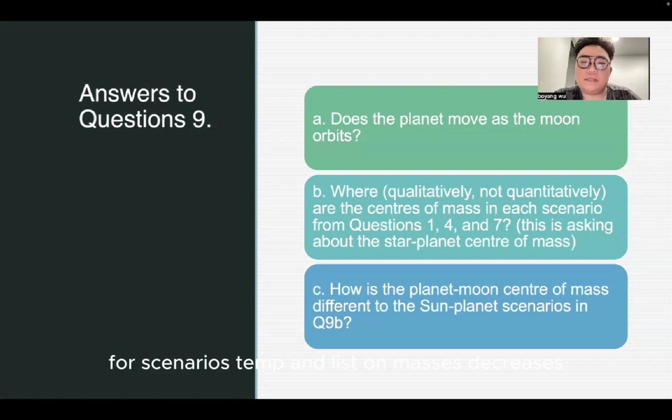For scenario 7, the Sun's mass decreases, and the center of mass will be a little further away from the Sun. For the answer to question C, in a planet-moon system, the center of mass is often located closer to or even outside the planet due to the smaller mass difference, resulting in more noticeable mutual orbits. In a sun-planet system, the center of mass is very close to the Sun's center due to its mass, causing only minimal movement of the Sun around this point. This distinction affects the orbital paths, stability, and even the gravitational effects experienced by each body in the system.